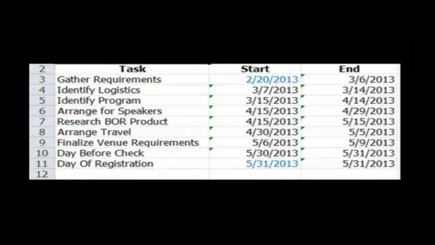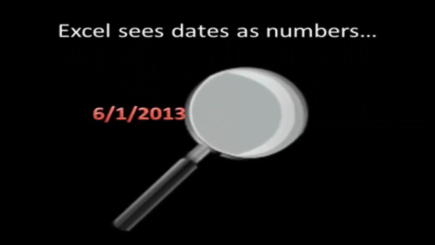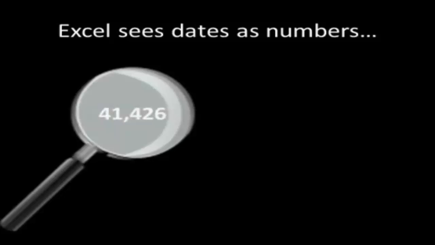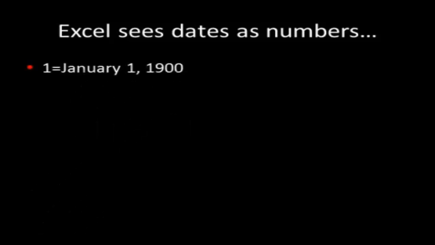The first thing to understand is how Excel interprets date data. Dates are actually nothing but numbers, serial numbers to be precise. So, date number 1, or the number 1, is January 1st, 1900. 2 would be January 2nd, 1900, and so on. If you were to count all the way up to 41,426, you'd end up at June 1st, 2013.